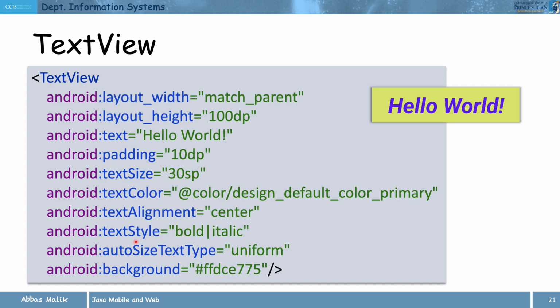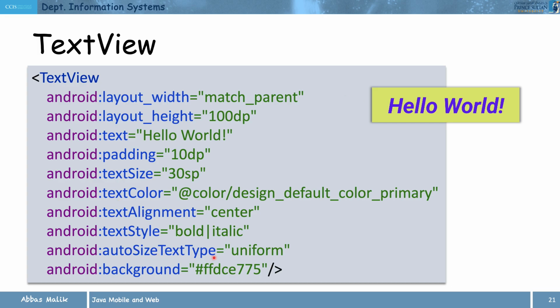We are also specifying the style. Here we are saying that it will be bold and italic. For some attributes, we can specify multiple values, and those multiple values are separated by a pipe sign. So we are saying that the style is bold and italic at the same time. So it is bold as well as italic.